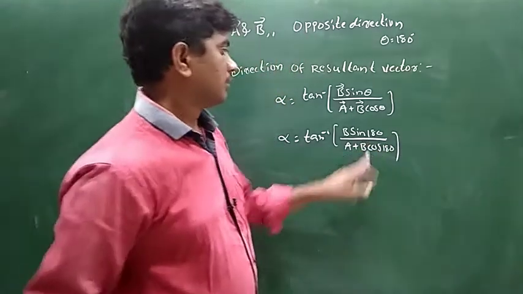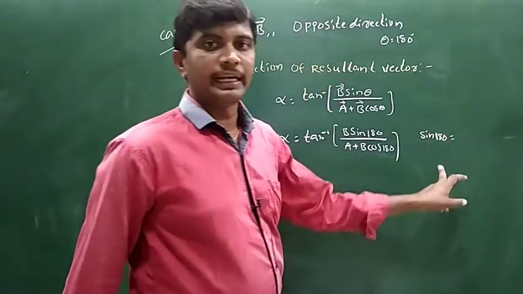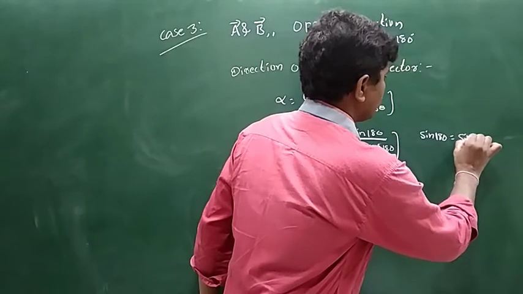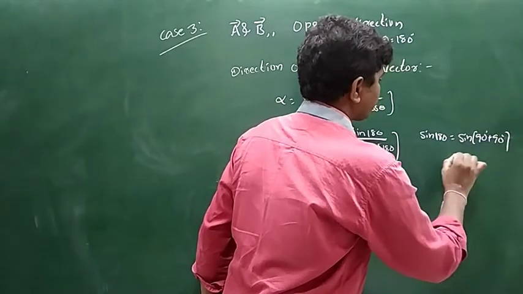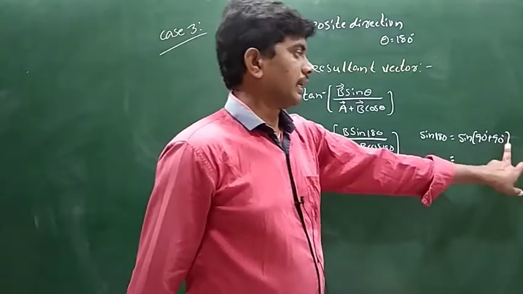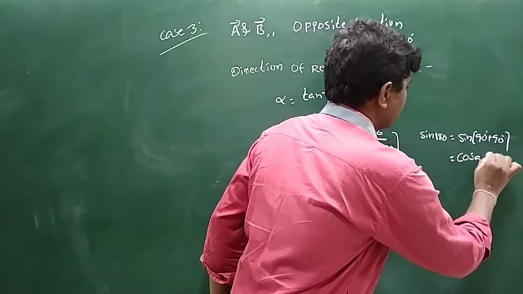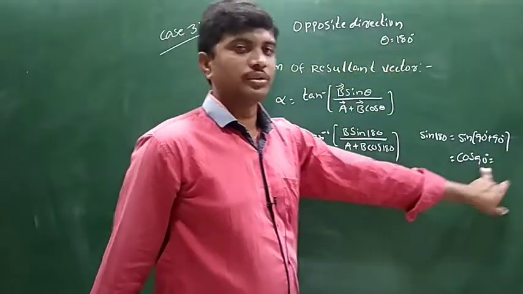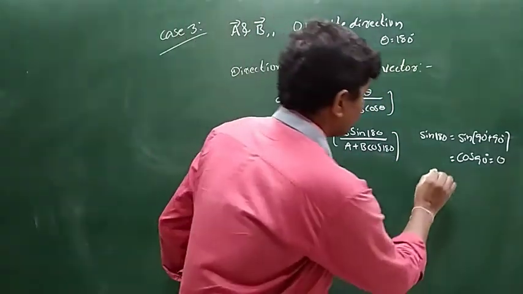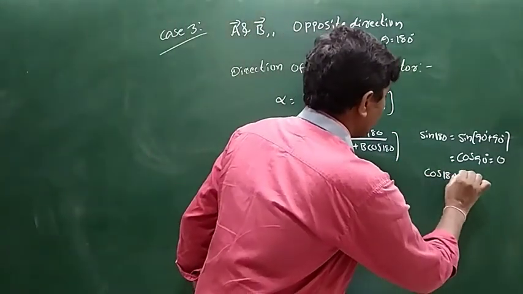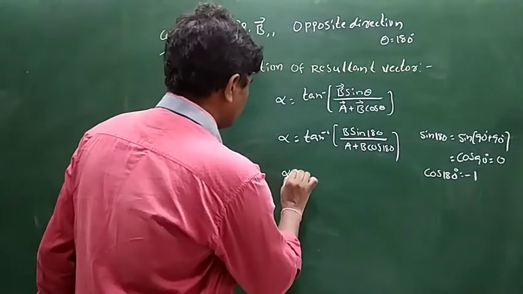Okay, now sin 180 degrees equal to sin of 90 plus 90 degrees. Sin 90 plus theta is equal to cos theta, where theta is equal to 90 degrees. But cos 90 degrees is equal to 0. The previously discussed cos 180 degrees is equal to minus 1.